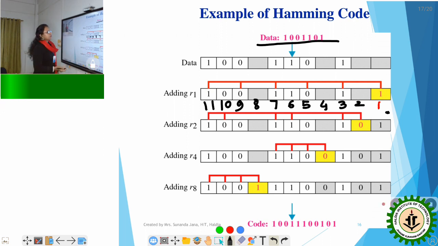Now, to calculate the value of R1, because R1 is the redundant bit whose value we have to calculate, we will use the concept of parity, that is even parity. With the even parity concept, we calculate the number of ones. If the number of ones is odd, we have to make it even by adding an extra 1. And if the count is already even, then we will simply place 0.